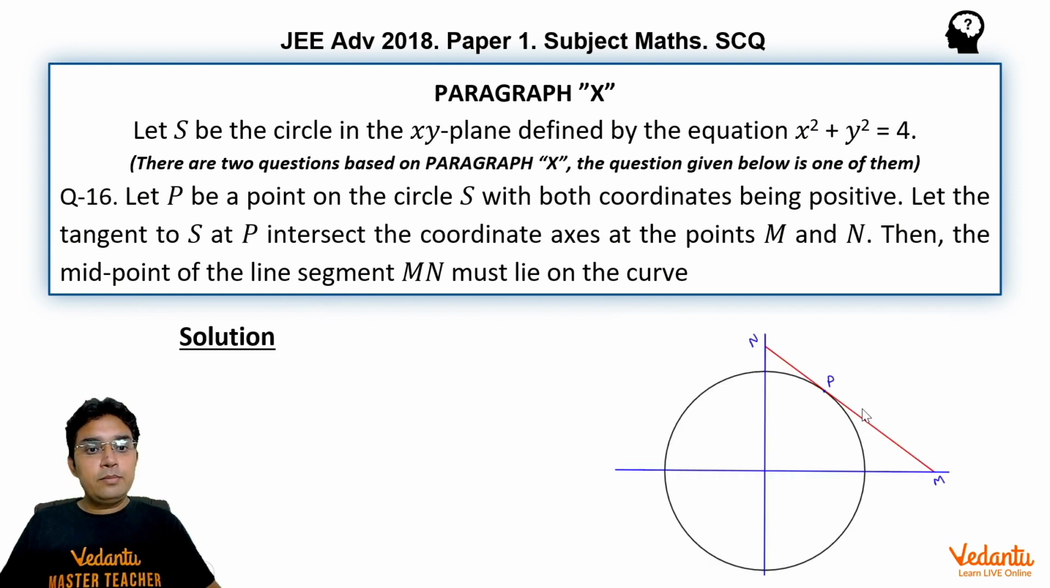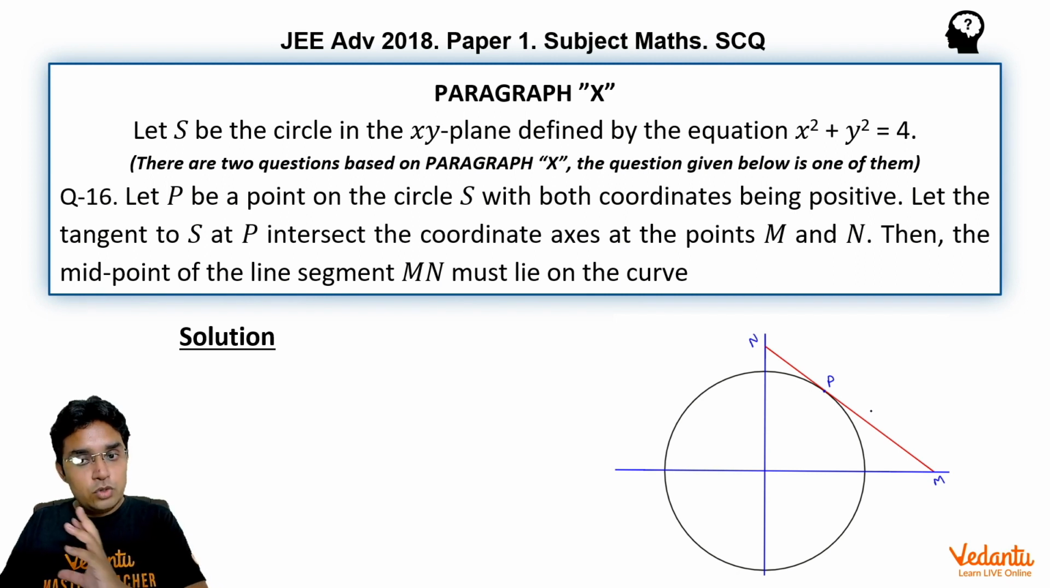So the diagram should look like this. Because P has both coordinates positive, it will be in the first quadrant, and the tangent meets the x-axis and y-axis at M and N. We need to find the locus of the midpoint of MN, or in other words, on which curve this midpoint of MN must lie. To find it, we have two approaches.